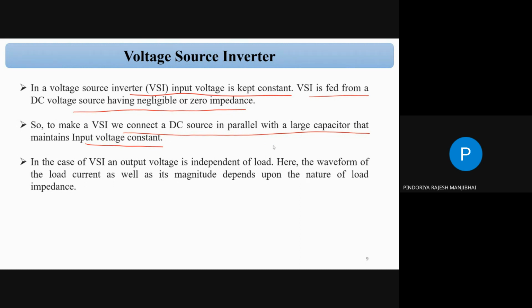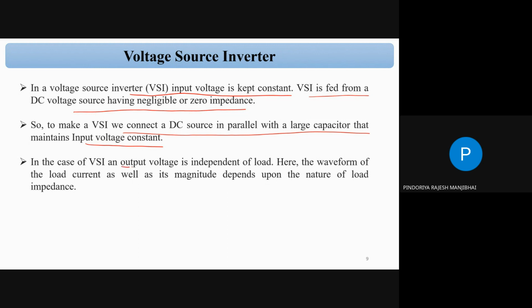And how we can make the constant DC link voltage? By connecting a large capacitor across your supply voltage. So we can keep the constant DC link voltage. That's why we are saying in the case of power electronics, we have to connect the capacitor bank across the DC link, across the DC supply. So we can make the constant DC link voltage, correct?